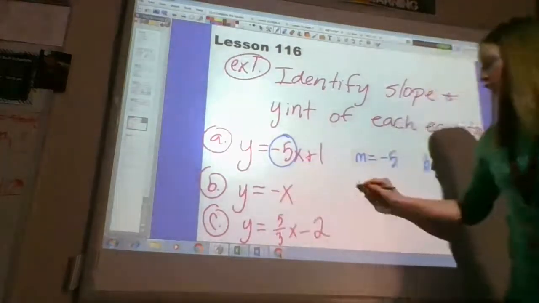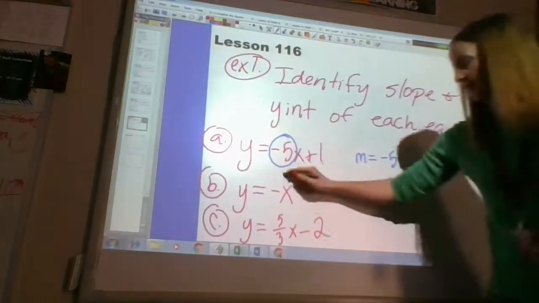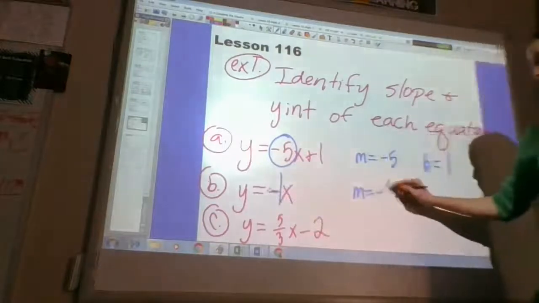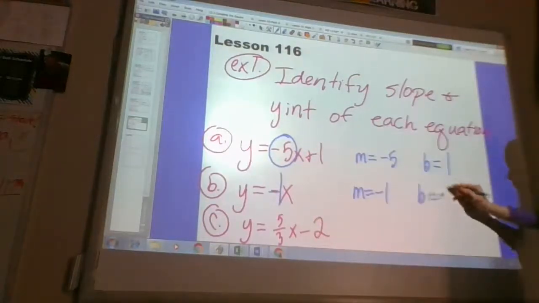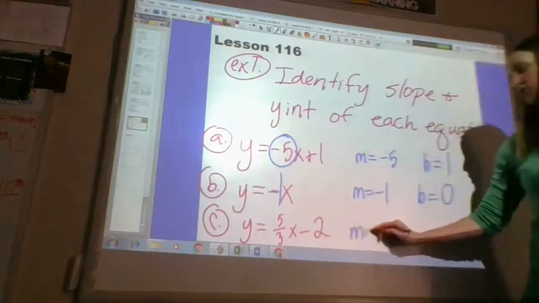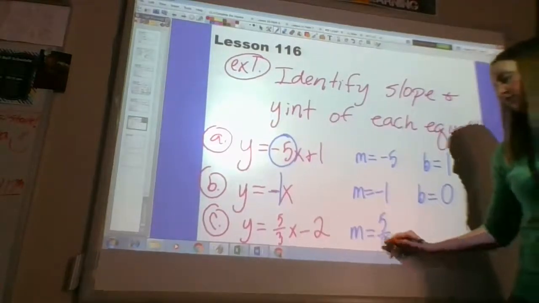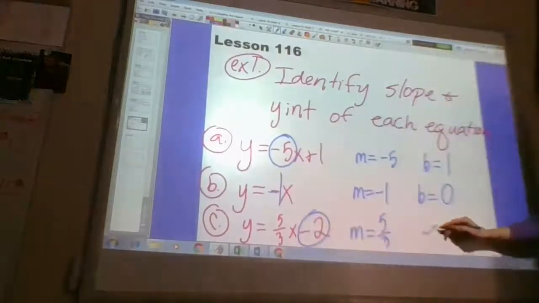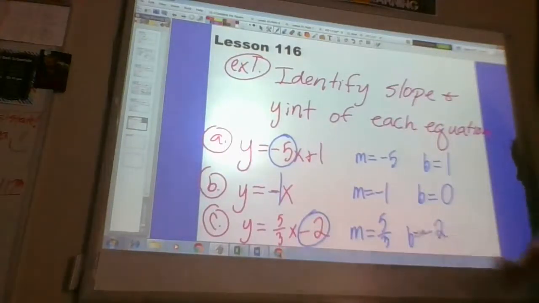Right here, your slope is the value in front of x, which is actually a -1. So you just go -1. And b is 0 because there's nothing after it. Right here, your slope is 5/3. And your y-intercept is -2.